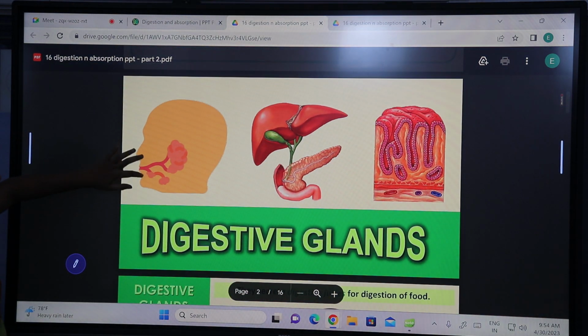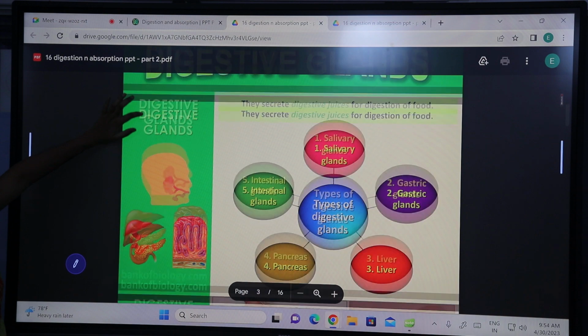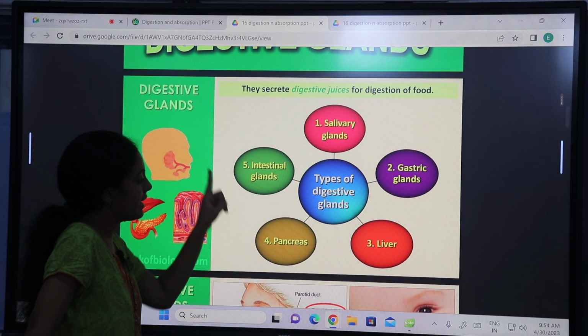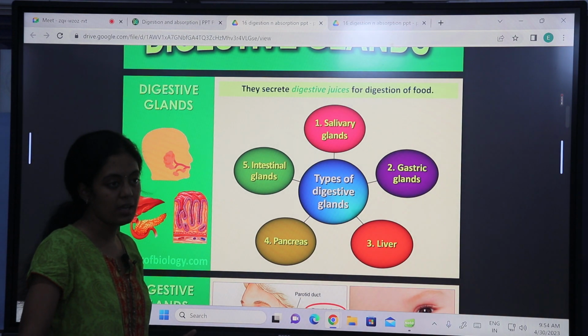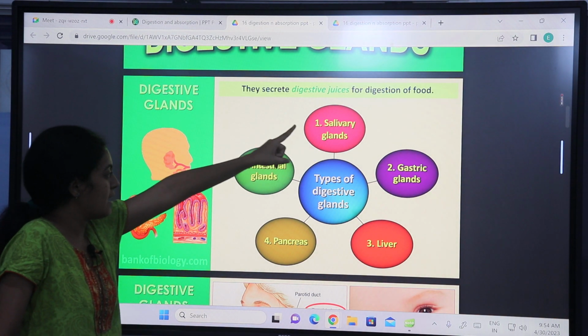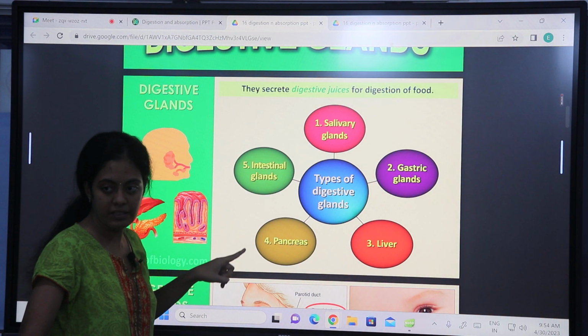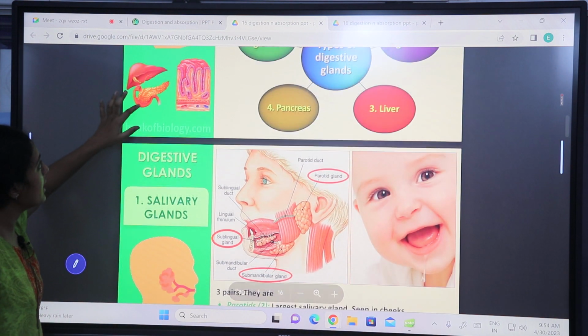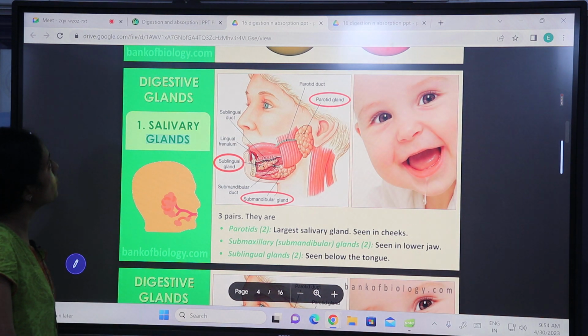So which are the digestive glands? The first gland is salivary gland, then gastric gland, liver, pancreas and intestinal glands. We have already discussed salivary, gastric, liver and pancreas, so we'll have a quick revision of all those. Online students, if you have any doubt, you can unmute and ask me.